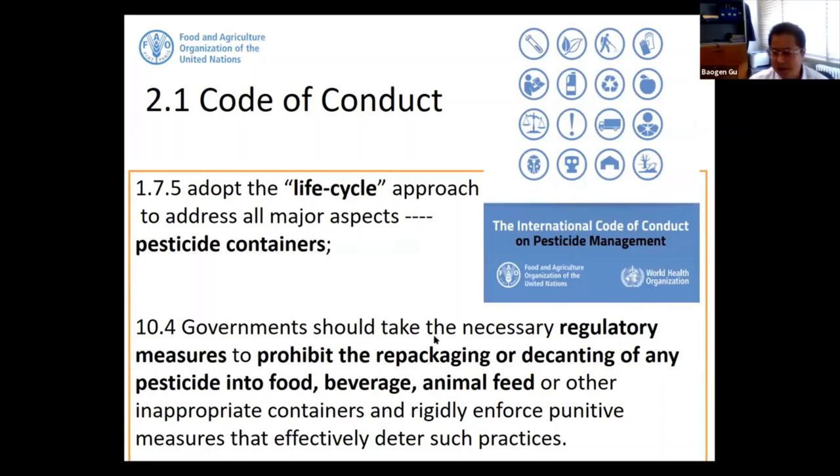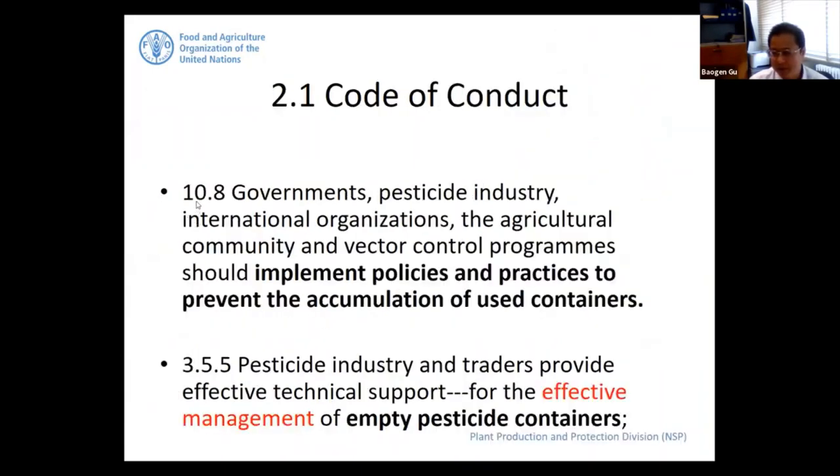Under Article 10.4, governments shall take the necessary regulatory measures to prohibit the repackaging and decanting of any pesticides into food and beverage containers, animal feed containers, etc. And Article 10.8 is very important. Governments, industries, international organizations, the agricultural community, and vector control programs should implement policies and practices to prevent the accumulation of used containers, including through recycling, disposal, etc.